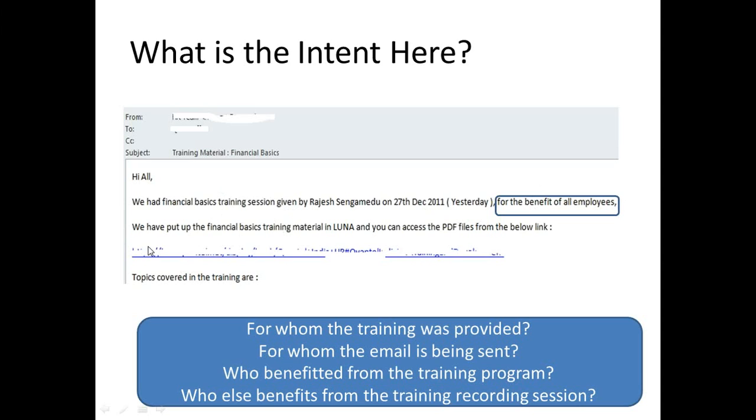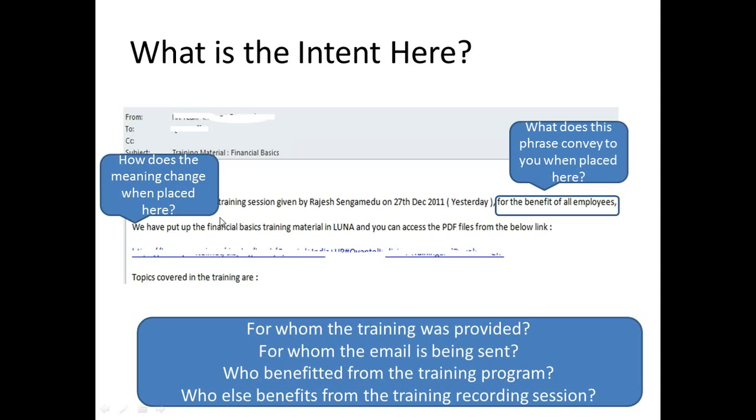Now, if you instead put the same phrase at the beginning of the next sentence, you read the email like this: We had a financial basics training session given by Rajesh on 27th, yesterday. Full stop. For the benefit of all employees, we have put up the financial basics training material in Luna. Which means that you are telling everybody very clearly, hey guys, you could not attend the session, so for your benefit we put it up.